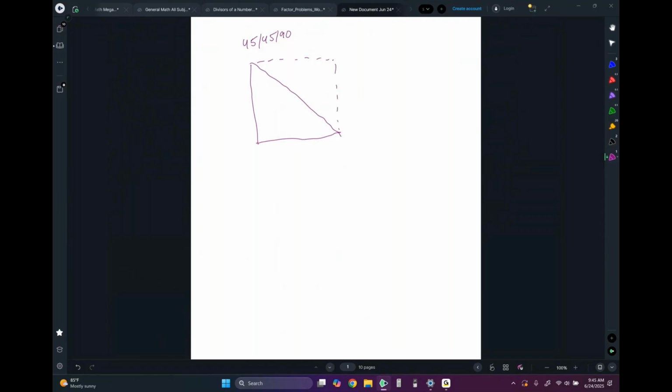These will be the same. We'll call these both X, right? Because this will be a 45, 45, 90 triangle. And this will always be X root 2. So let's do a couple problems. We're going to go faster at this. Ready? All right. So let's say this is 10.